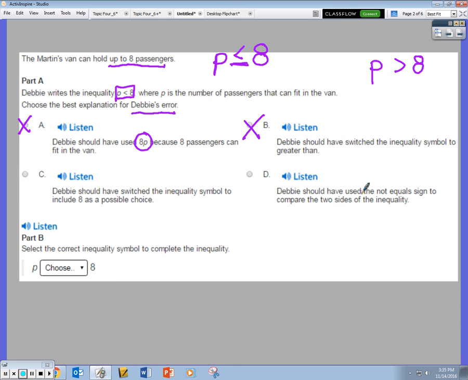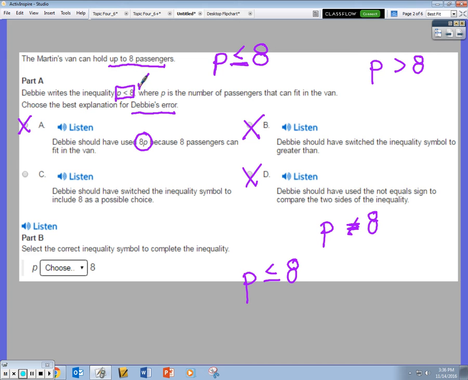Deb should have used the not equal sign to compare the two sides. So Deb should have said P does not equal 8? Well, we don't know how many people. It says then that the van cannot hold 8. Well, yes, it can hold 8. It holds up to 8, so that doesn't work. So Deb should have switched the inequality symbol to include 8 as a possible choice. Yes, she should have said P is less than or equal to 8 because 8 is a possible answer choice.